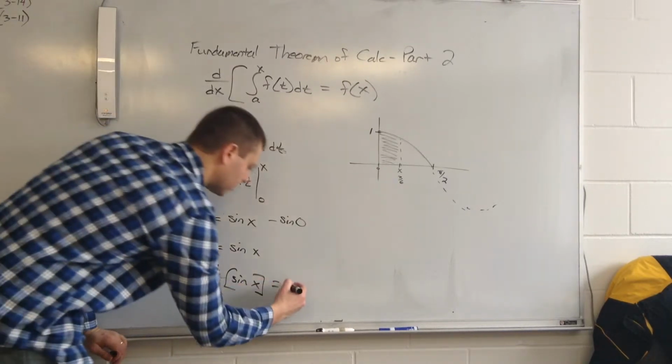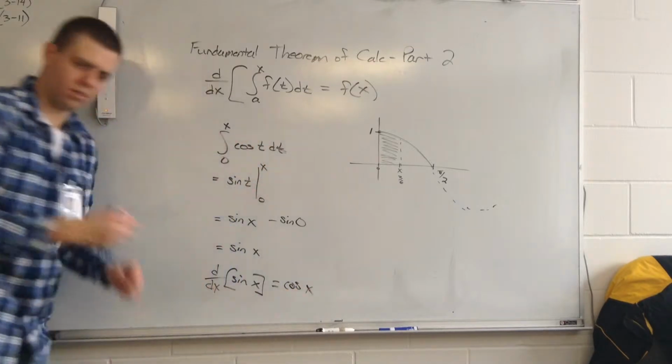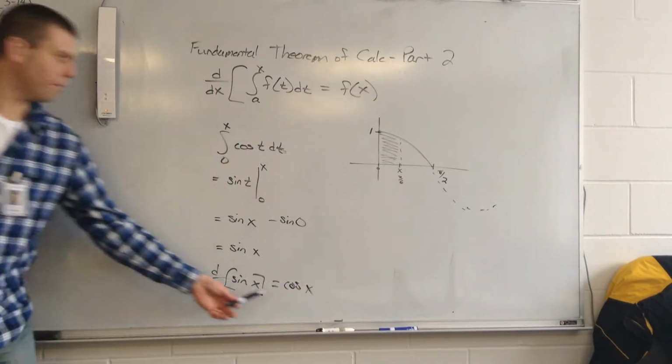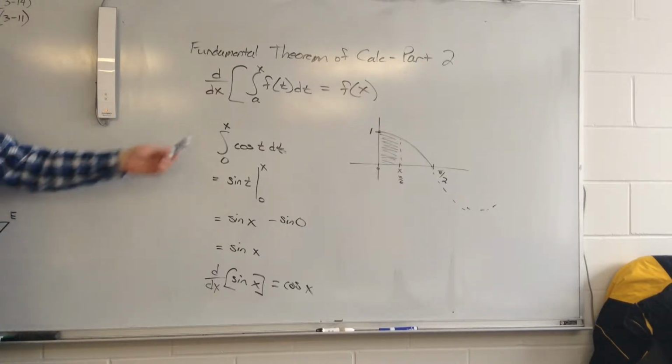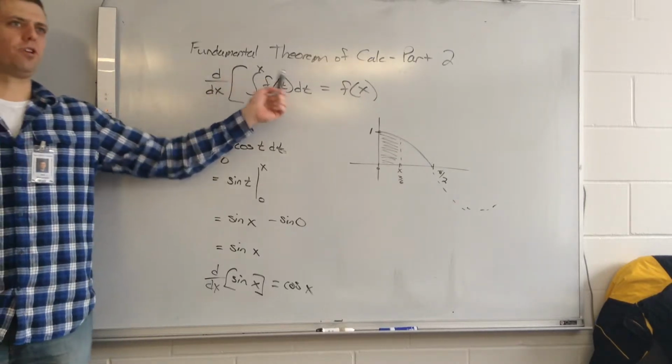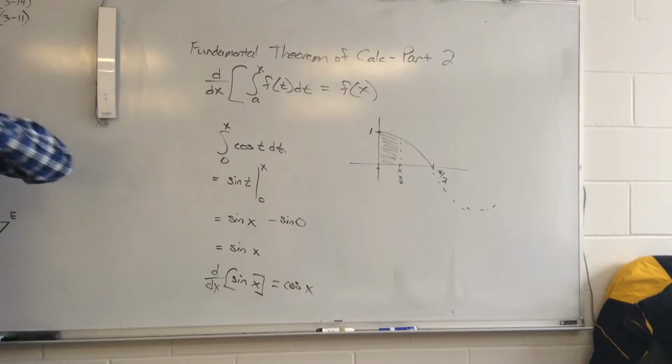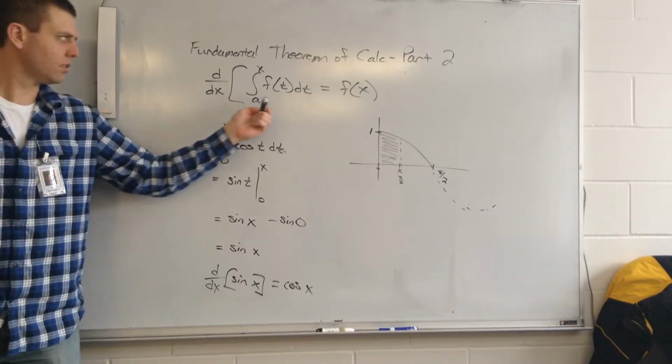Cosine x. So do you see how we're back to the function we started with, but now it's with the variable x in it? So it's showing you, in a sense, how derivatives and antiderivatives are inverses. They undo one another in a sense.